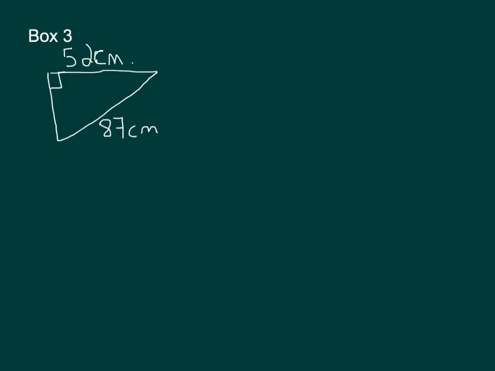Alright, so here's our example for box 3. We have a right triangle and it has two sides. It gives you one side is 52 centimeters, the other side is 87 centimeters. So first you want to figure out if you're looking for a leg or hypotenuse. Well, if I draw my line going across from the right angle, it points at the hypotenuse. So this time I have a hypotenuse, so I must be looking for a leg. So we're looking for this side over here, and this side is a leg.